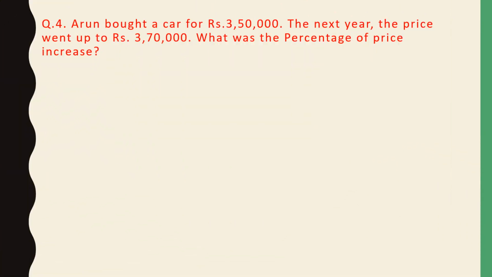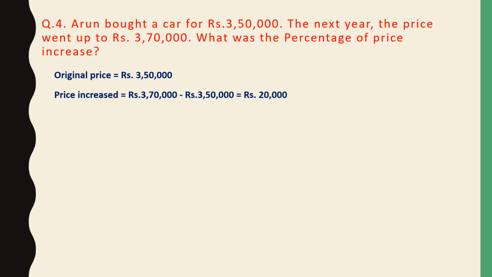Question number 4. Arun bought a car for rupees 3,50,000. The next year, the price went up to rupees 3,70,000. What was the percentage of price increase? Original price rupees 3,50,000. Price increase, that is rupees 3,70,000 minus rupees 3,50,000, that is rupees 20,000.